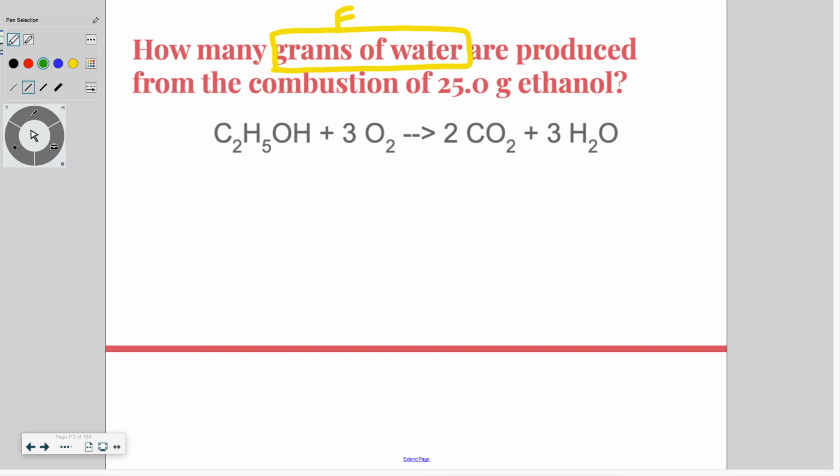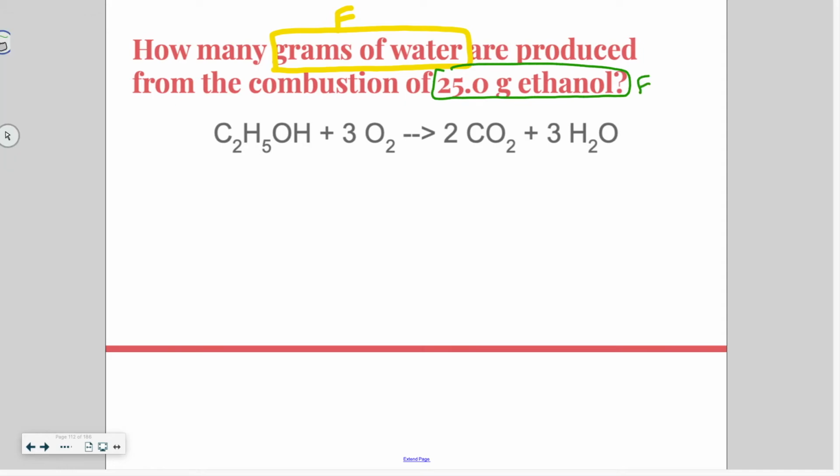Grams of water are produced from the combustion of 25 grams of ethanol. That is my given. All right, so here's our table. Always start with what? Given. What I'm given, yes. Good job, Jack. 25 grams, and I'm going to abbreviate ethanol.